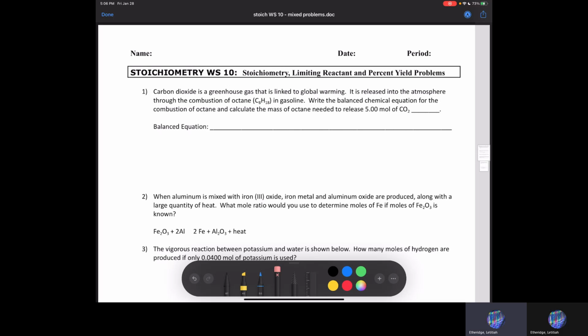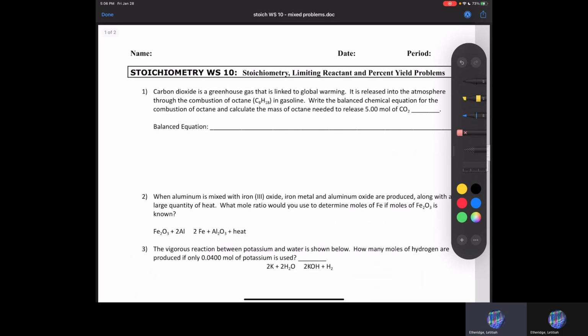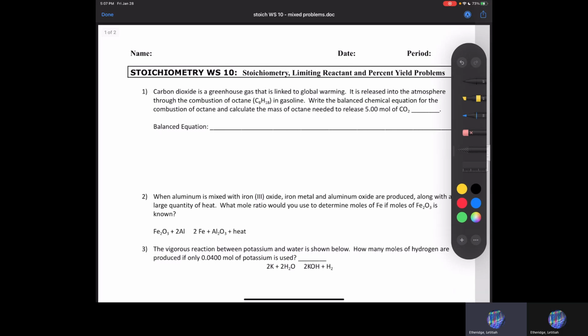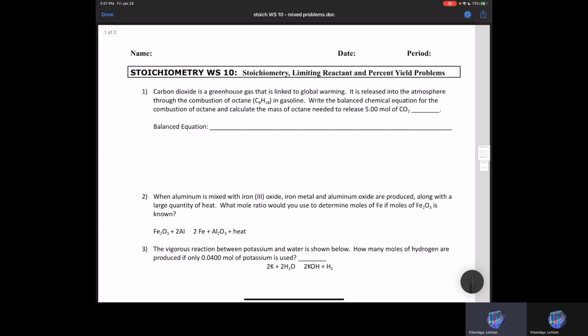All right, guys. So I figured that I would go through some of these problems that are on worksheet 10. So what I want to do is go over some of the questions that seem a little bit harder, and then hopefully this will help you for your test on Monday. All right, so let's start off with this first equation here. We need to make sure that we write the equation correctly, and then, of course, we balance it correctly.